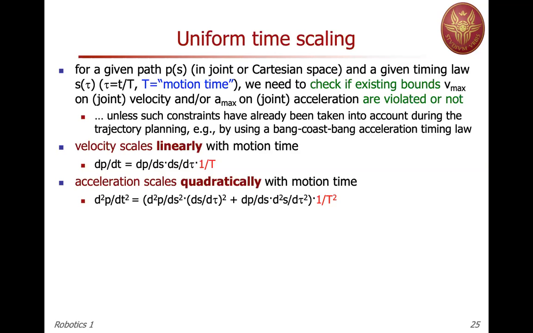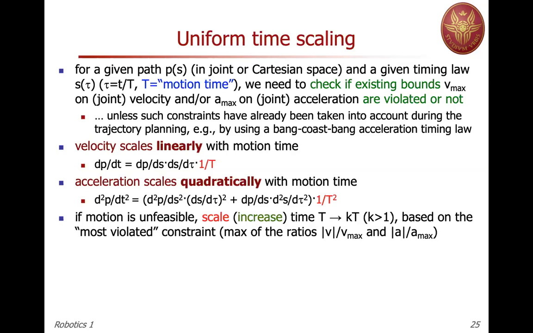Okay? And in fact, this holds also for higher order derivatives. If you have a limitation on jerk and you scale uniformly by a factor k, larger than 1 means slowing down the motion, smaller than 1 means compressing the motion, then this factor will be scaled by the cube in terms of resulting jerk. So this is summarized by this concept.